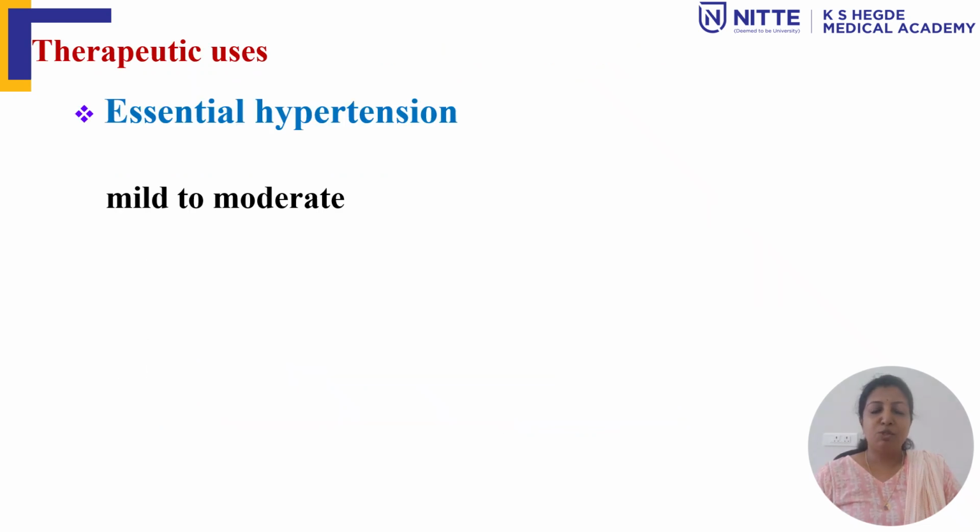Coming to the therapeutic uses of beta blockers. First is use in hypertension, essential hypertension. They are considered a first choice drug because of good patient acceptability and also cardioprotective potential. They can be used alone or in combination with diuretics or any other first line antihypertensive drugs. The fall in BP is gradual and it does not produce postural hypotension, unlike alpha blockers. They are mainly used in mild to moderate essential hypertension.